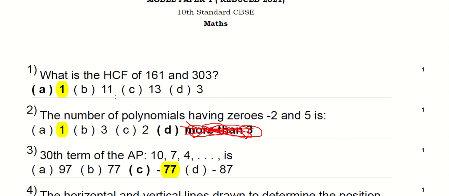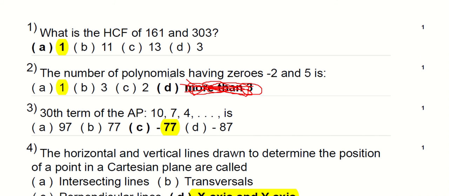See, first question: what is the HCF of 161 and 303? Nothing is common, because if you divide 303 by 3, 101 comes. This is a prime number, so you can't divide it by anything. So the common factor is only 1 for this. So the HCF is 1.